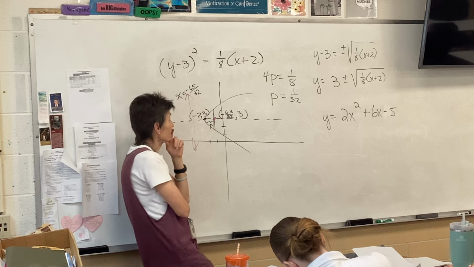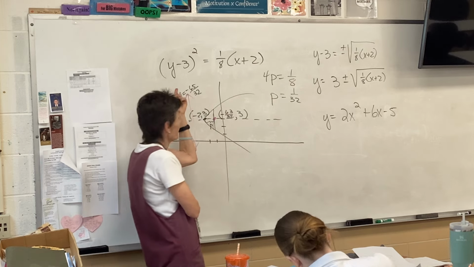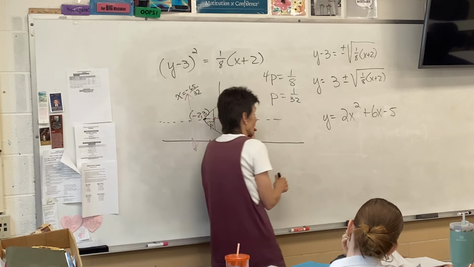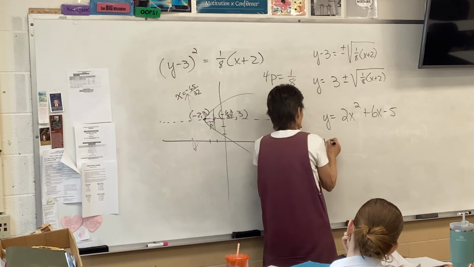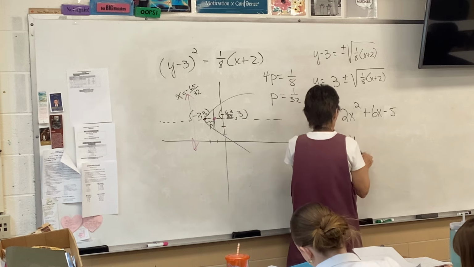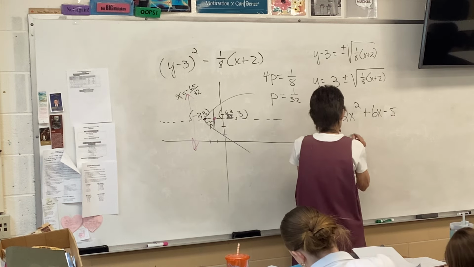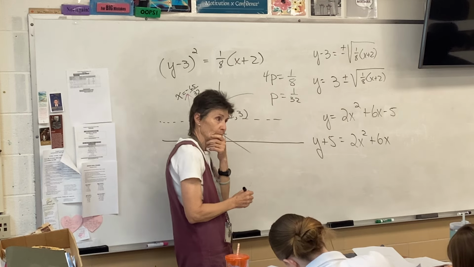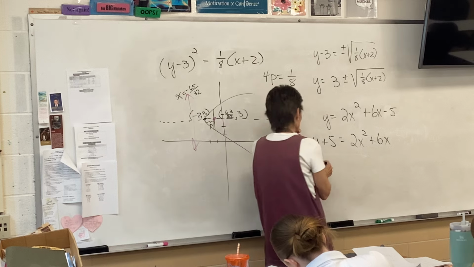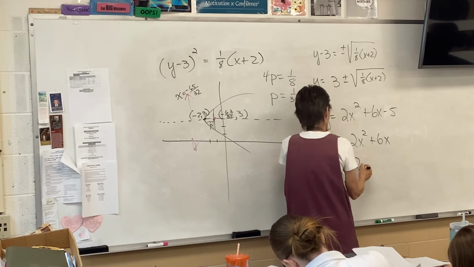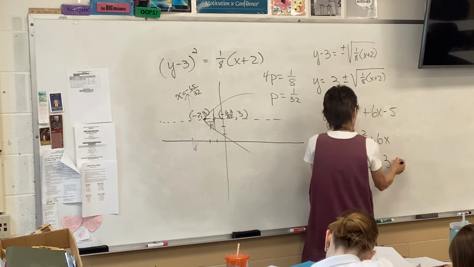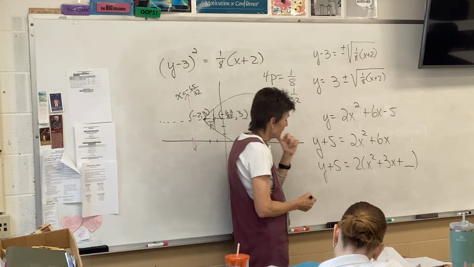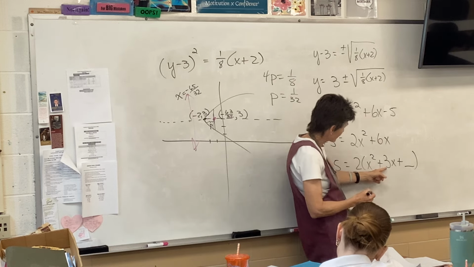Can we make that equation look like this? I think we can. How about if we add 5? So far, so good. And let's factor out the 2. I'm going to take that 2 out, so I have x squared plus 3x.